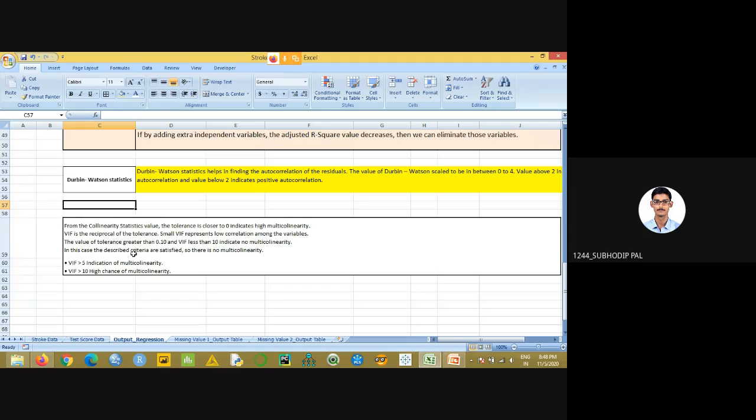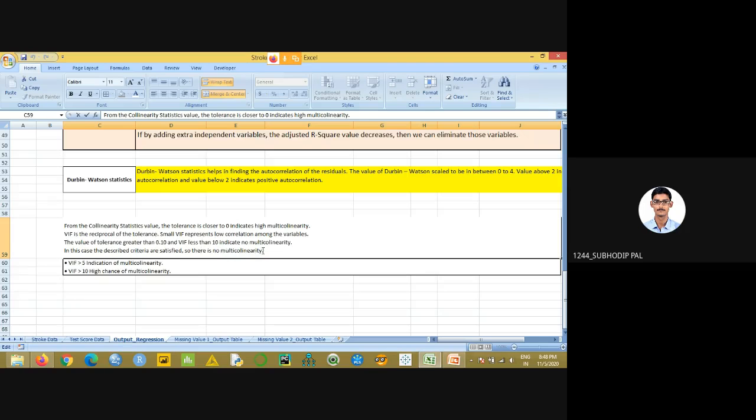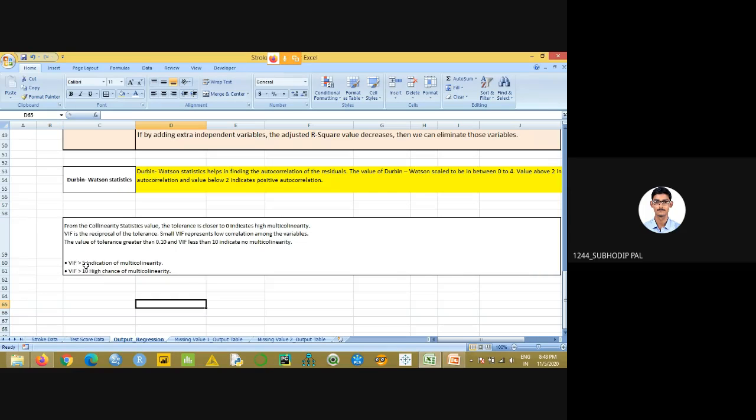So a VIF greater than 5 is an indication of multicollinearity. A VIF greater than 10 means a high chance of multicollinearity. Greater than 5 means it has started giving an indication of multicollinearity. Greater than 10 means multicollinearity is there.